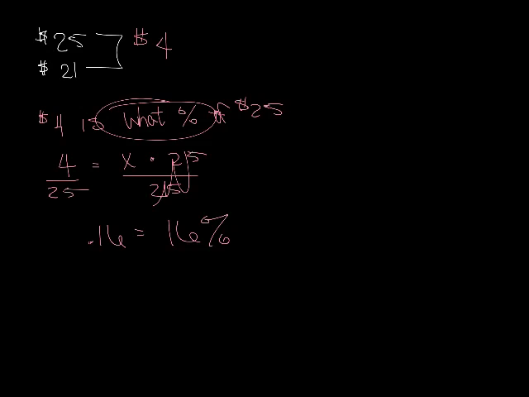So, let's just look at what some of this means. $25 is the original price. $21 is the discounted price or the sale price.